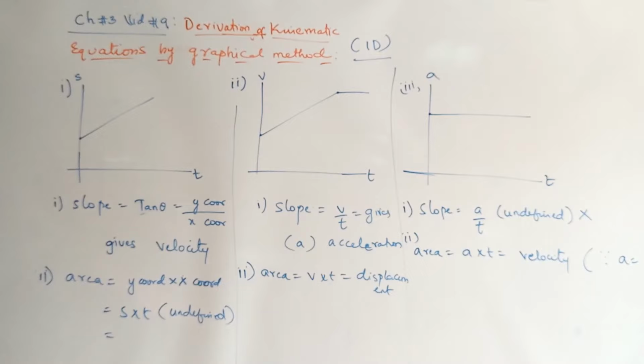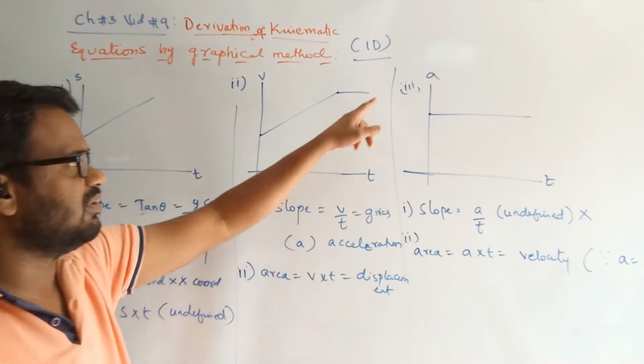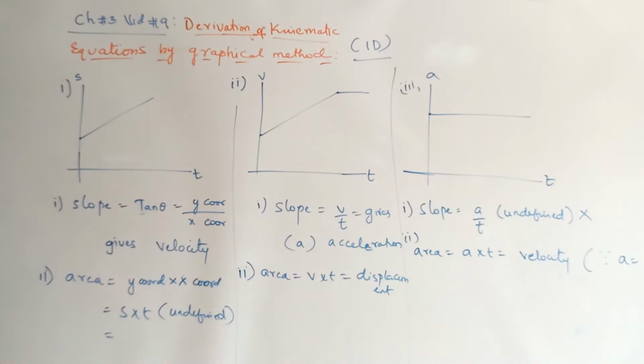Now, what are graphs? In one dimension motion, we have 3 important types of graphs. That is the ST graph, that is position time graph or displacement time graph, velocity time graph, and acceleration time graph. In all these cases, acceleration, velocity and position or displacement is taken along the y-axis, and along the x-axis we take time. You should have some basic knowledge of these 3 graphs. Most importantly, a student should know 2 things about each of these graphs: what the slope of the graph indicates and what the area of the graph gives.